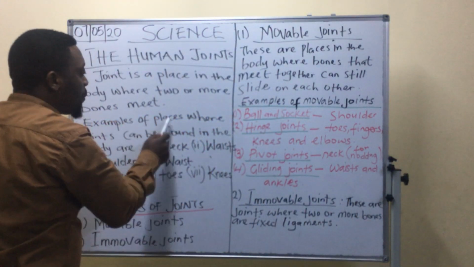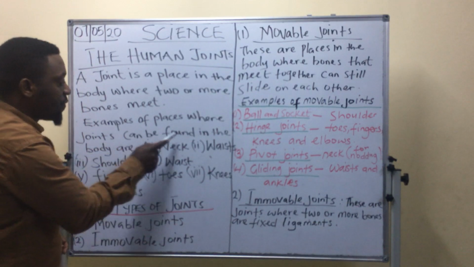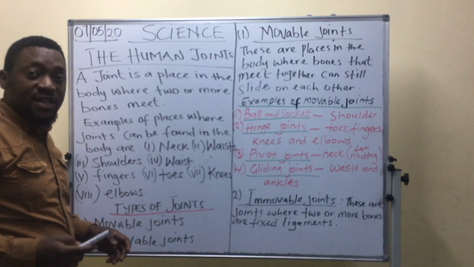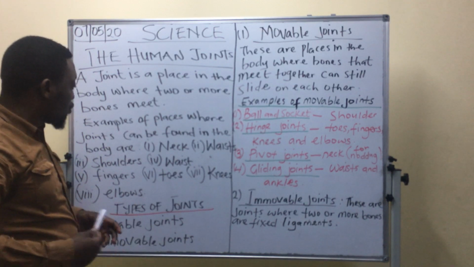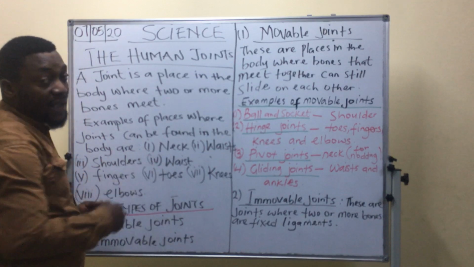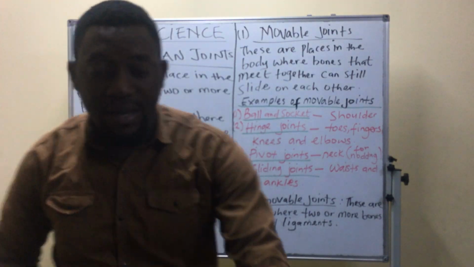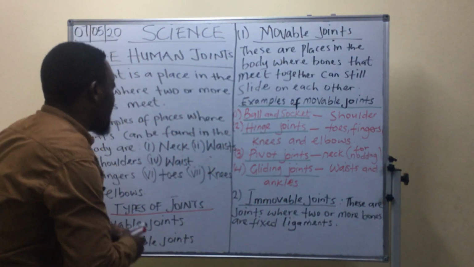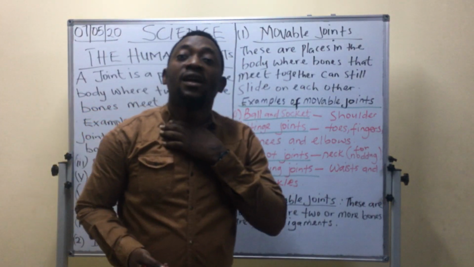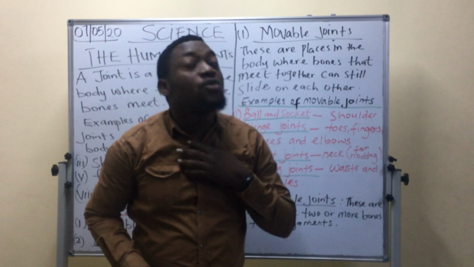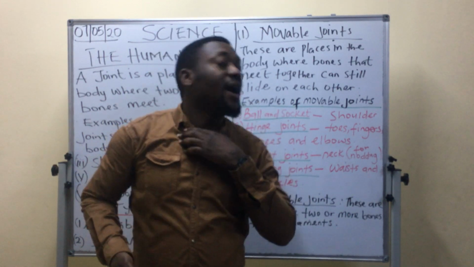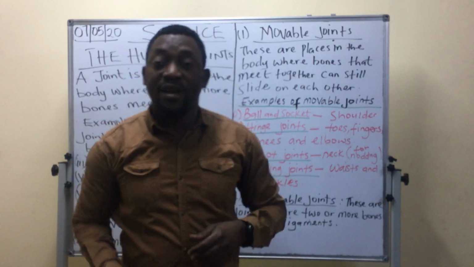Examples of places where joints can be found in the body are, number 1, the neck. That is number 1. There is a joint here. You see where I'm moving my neck? There is a joint here. That is why I'm able to twist my neck.